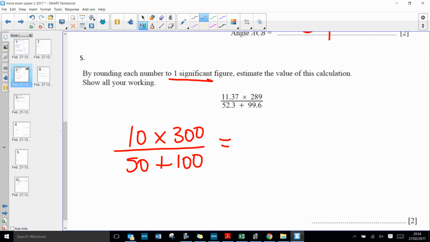So 300 times 10 is 3,000. 50 plus 100 is 150. Okay, we can divide by 10, which gives me 30 over 15. 15 goes into 30 twice, and we have a 0. So the answer is 20.